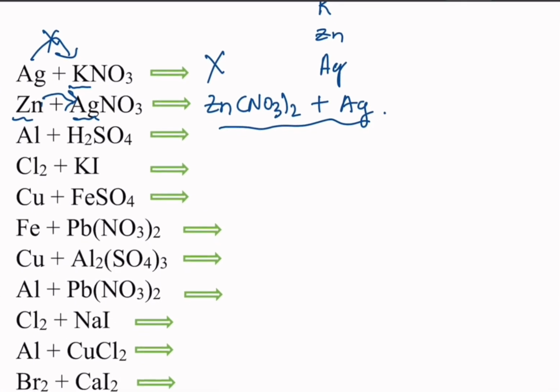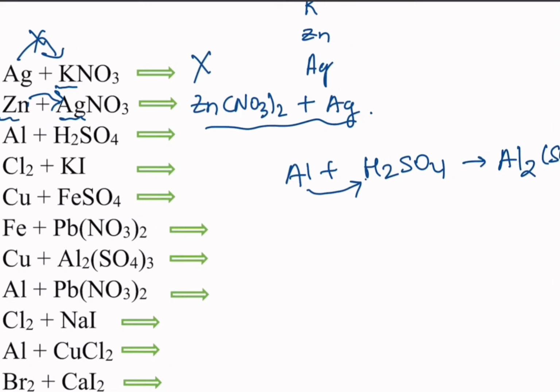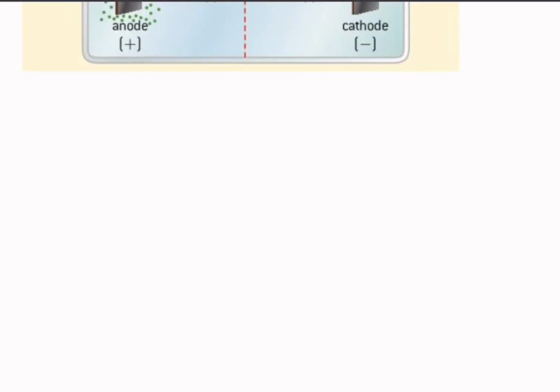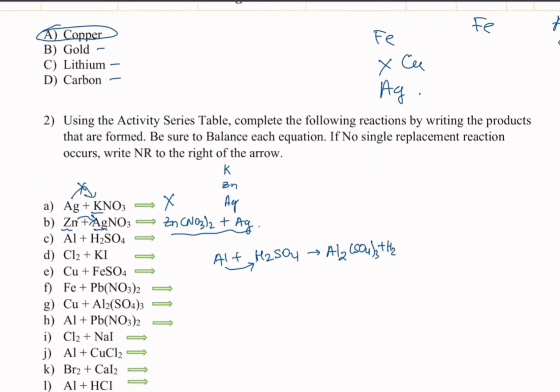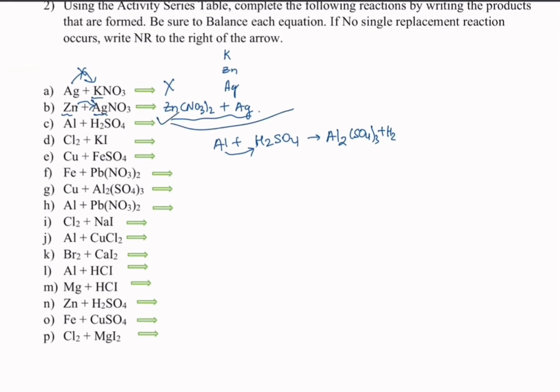For example, let's check this aluminium reacting with H2SO4. So we want aluminium to kick out hydrogen, right? To kick out hydrogen and give us this product. As I said, you don't need to write this. The only thing you need to do is check whether aluminium is located higher than hydrogen. And if we go back to the table, we will see that aluminium is actually higher than hydrogen. So this reaction is gonna happen. So it is spontaneous.